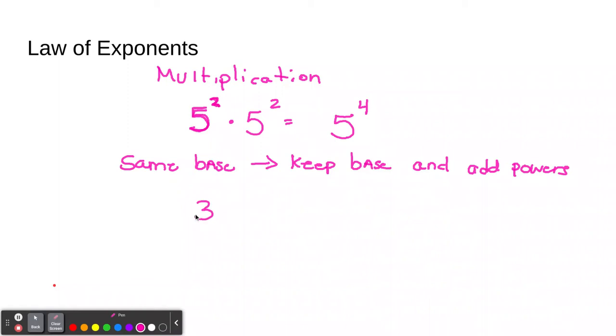So what would this be? 3 to the 3rd power times 3 to the 2nd power. What would that one be? They have the same base, right? 3. So you keep the 3, add the exponents. 3 to the 5th power.